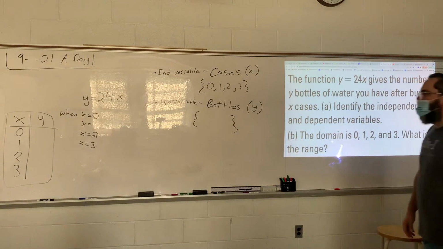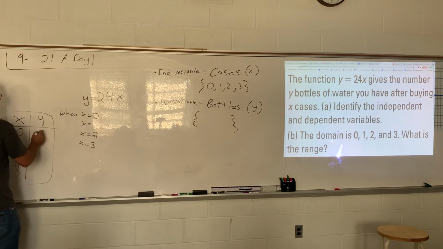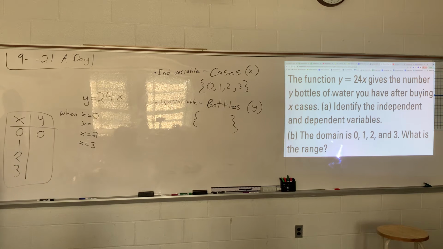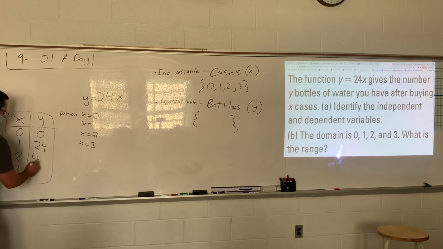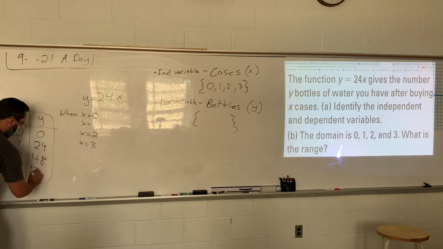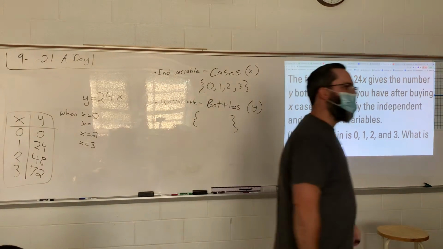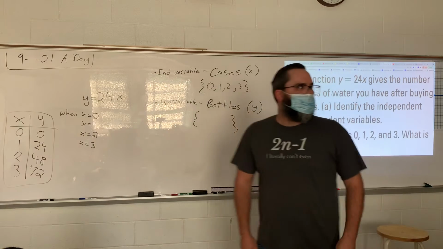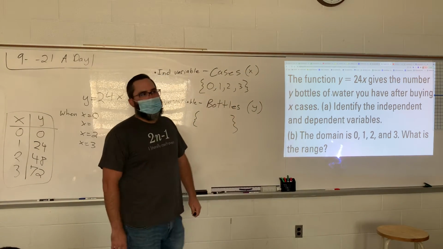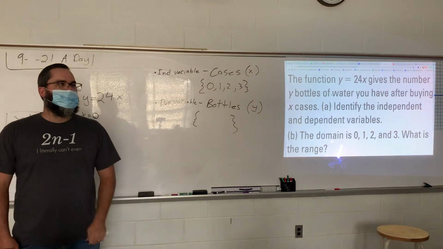All right, so what did we get for when x is 0? 0. Okay. When x is 1, what did we get? 24. 2, 48. 3, 72. Now, how is this table different than the last table? Other than the different numbers, what pattern do you notice in this table that was different than the pattern in the last table? It goes up by 24. Okay. And in the last table, what happened? It decreased by 3.